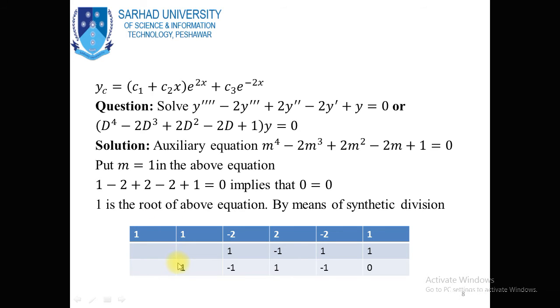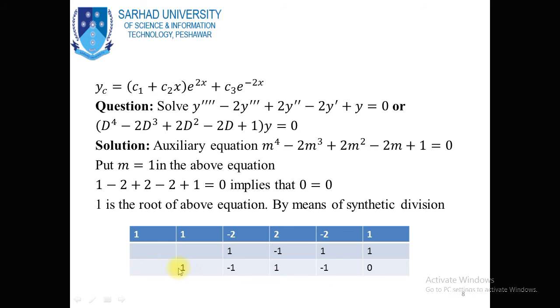Now 1 multiplied into this one, we obtain 1. Now adding these two terms, we obtain minus 1. Multiplying minus 1 to this one, we obtain minus 1. And now adding these two terms, we obtain 1. Now multiplying this one to this one, we obtain 1. Minus 2 plus 1 is equal to minus 1. Now multiplying this minus 1 to this one, we obtain minus 1. And minus 1 plus 1 is equal to 0. So the remainder is 0.